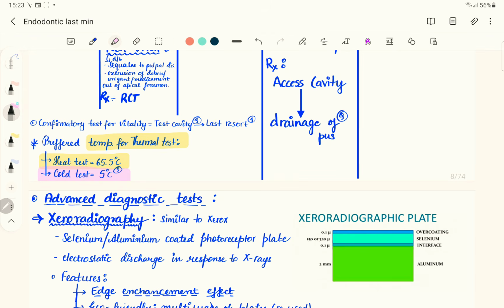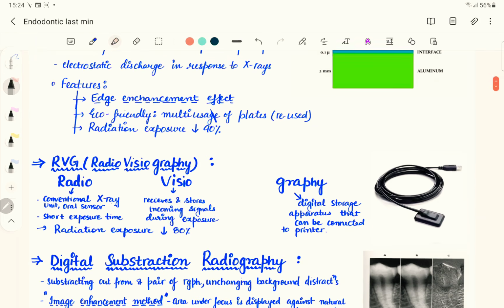And also remember, the confirmatory test for the vitality is the test cavity. So test cavity is the last resort to check the vitality of the pulp. So that's about the diagnostic tests in endodontics.